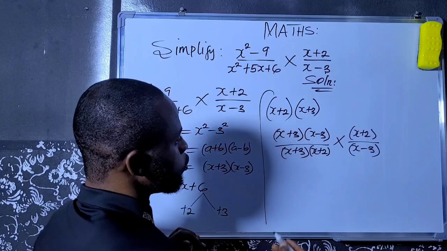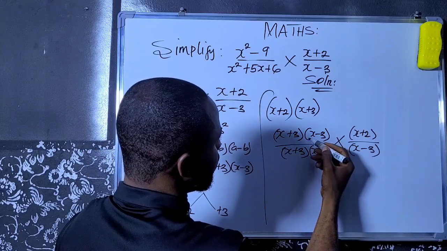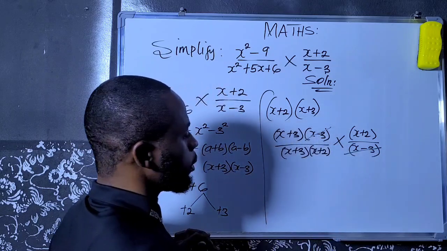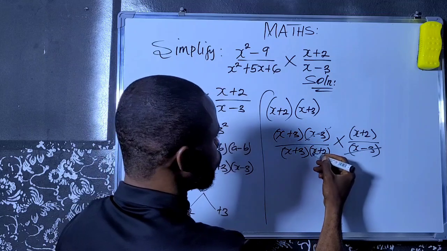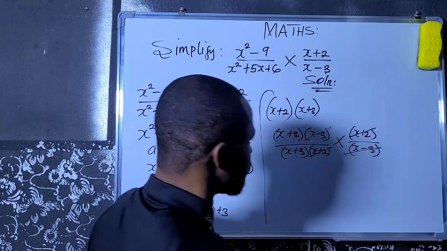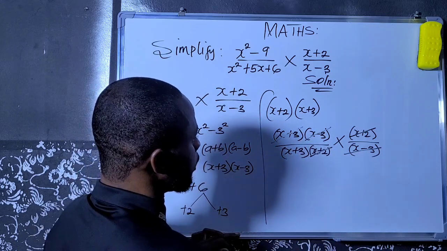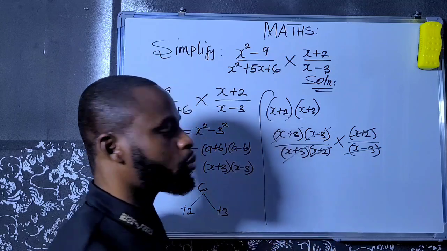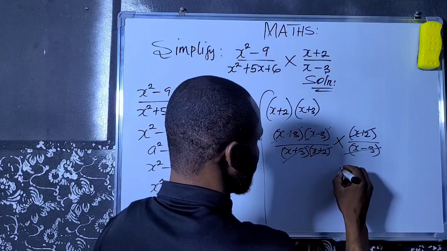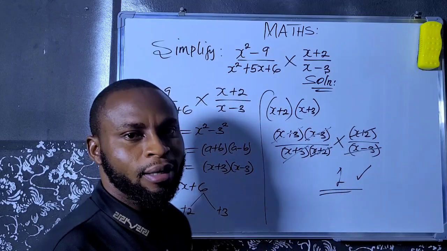At this point, we are going to cancel out variables that are alike. x minus 3 will cancel out x minus 3, and x plus 2 will cancel out x plus 2. At the same time, x plus 3 will also cancel out x plus 3. Therefore, the whole expression becomes 1. And this is the answer.